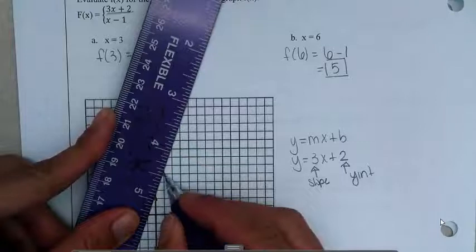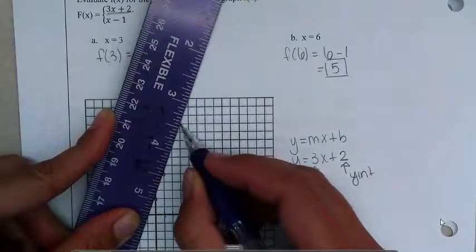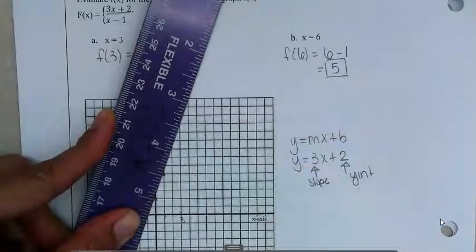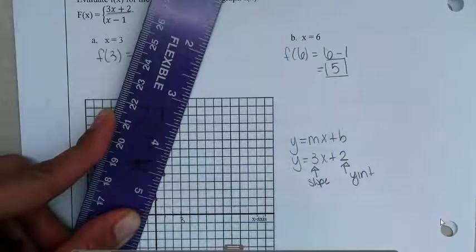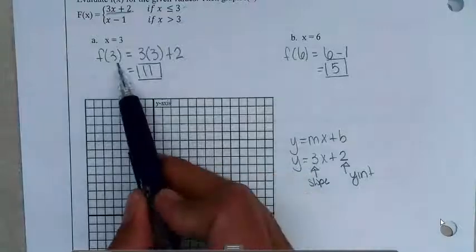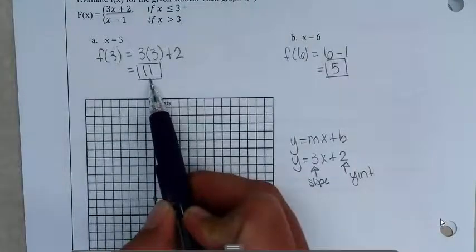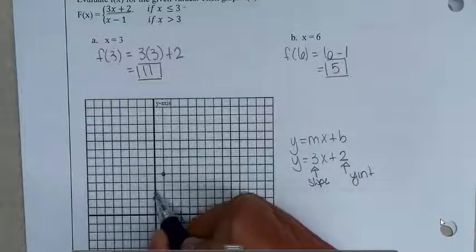So my graph looks like this. Problem is, what's it going to be at 3? Okay, so that's pretty important here. At 3, I need to know what it's going to be because that's where this first piece is going to stop. Okay, so at f of 3, thank goodness we already evaluated it. Well, it's 11. So let's see, this is 1, 2, 3.